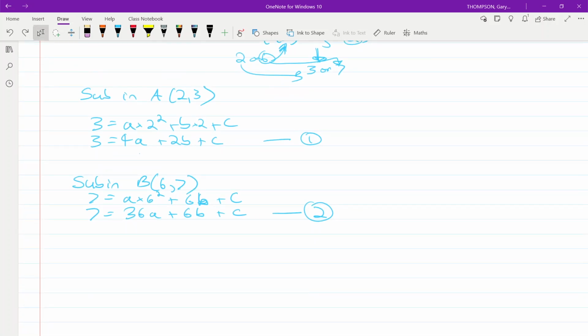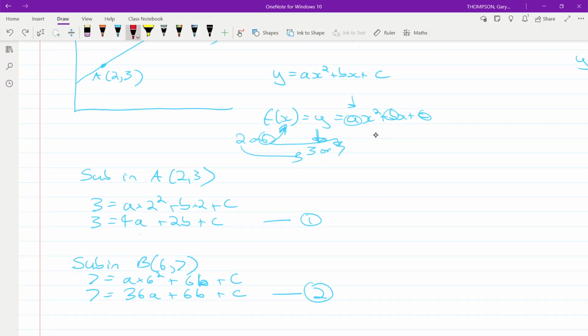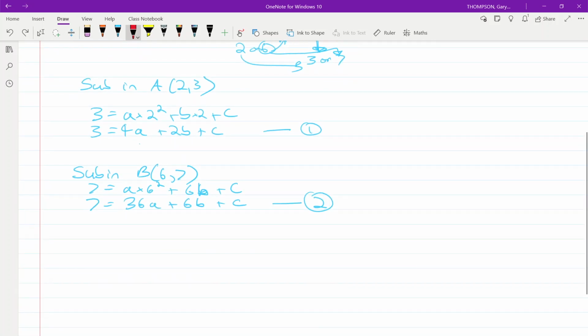So to make this easier for me, I want to find a parabola. I want to simplify my generalized equation somehow. And the way I'm going to do that is I'm going to get rid of this variable c, this pronumeral c. How I'm going to do that is I'm going to go 1 minus 2. So I'm going to subtract the two equations.